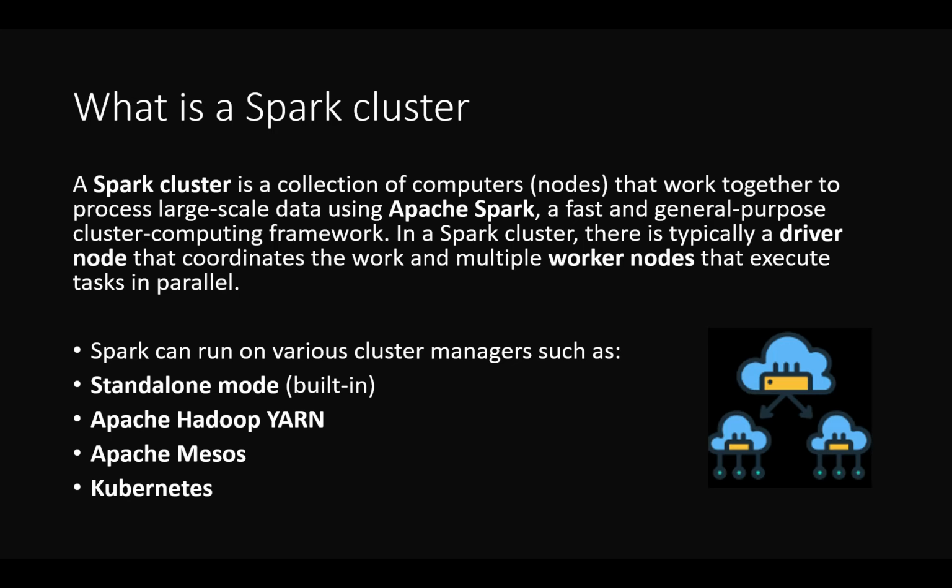Now, there are various ways in which Spark can run. A Spark cluster has different cluster managers that can be used. For example, primarily there are four types of cluster managers. All of these we will look into in detail. But what are these? Standalone mode, Apache Hadoop YARN, Mesos, and Kubernetes. People use either of these in various use cases depending on what they want to do.